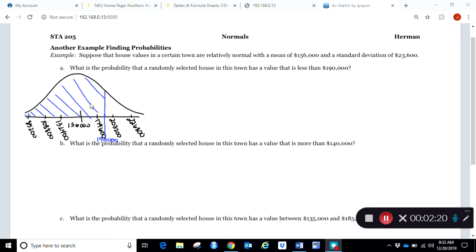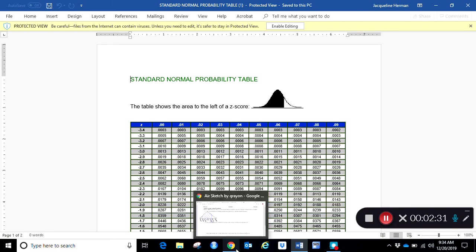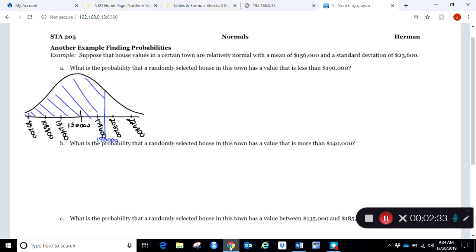Finally, I can also tell if I'm going to need to use a rule when I go to the table. So since my picture is shaded left and our z-table is also shaded left, I know I'm not going to need to use a rule when I go to the table, or in a sense, the table is going to be able to give me my answer.